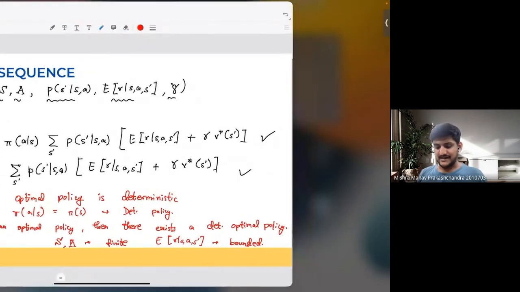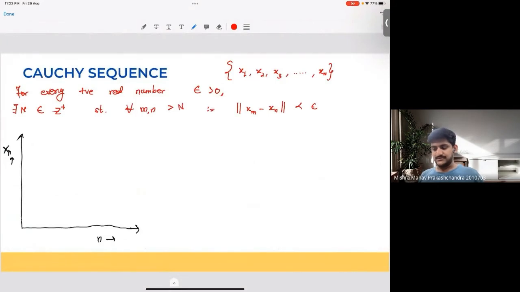Now, to define the Cauchy sequence: for a sequence x1 to xn, for every positive real number epsilon greater than 0, there exists an n such that for every two points I select which are greater than n, the elements in the sequence become closer and closer, and the distance is always bounded by epsilon. So what it says is that beyond a certain threshold, the successive elements in the sequence get closer and closer to each other, and eventually they converge.